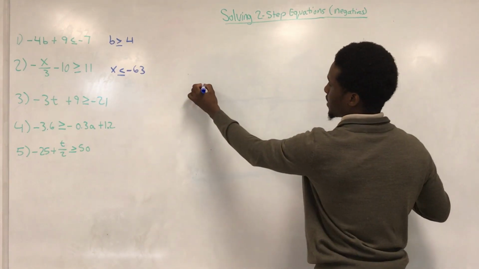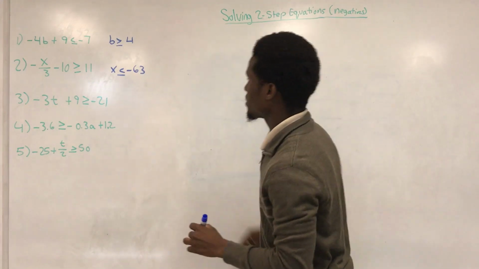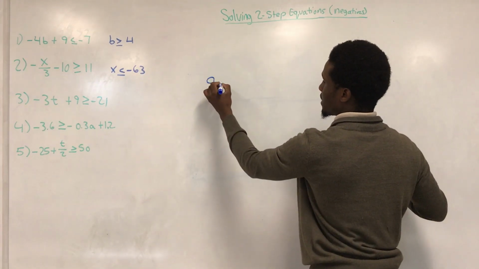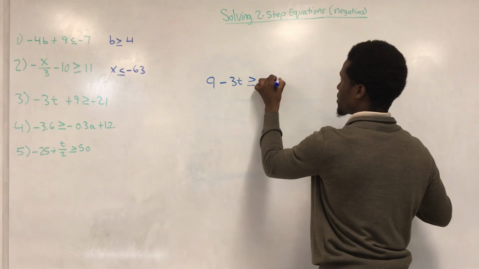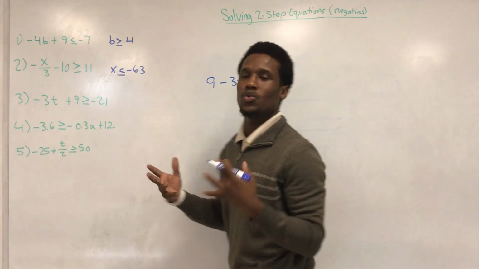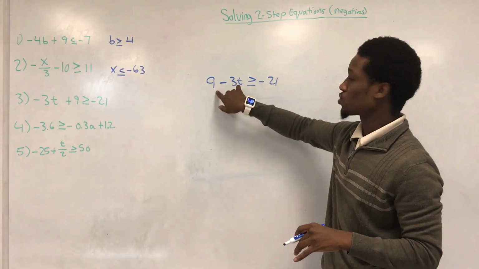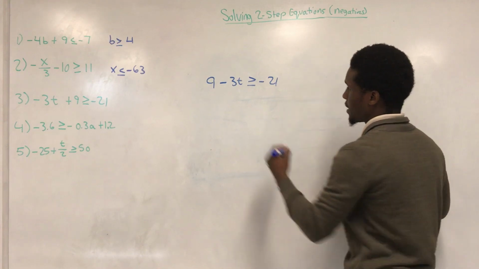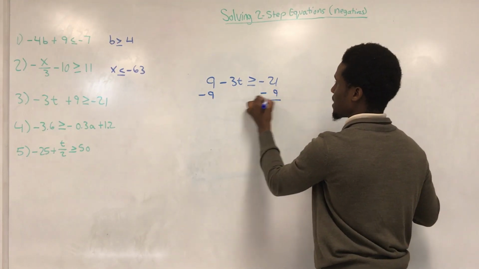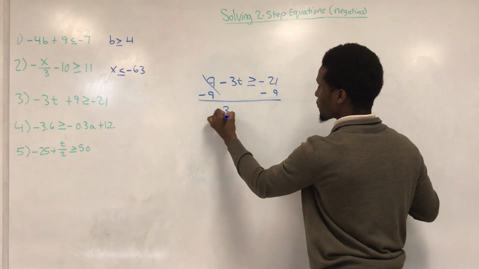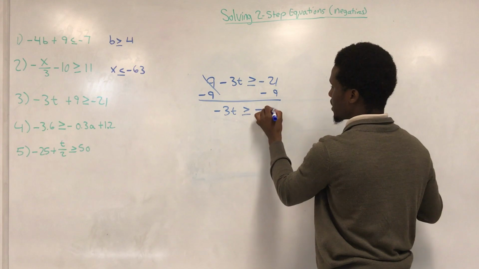Let's try another one. Negative 3t. Oh, actually, let me reverse it. So 9 minus 3t is going to be greater than or equal to negative 21. It's the same thing. I just want you all to get used to the coefficient being first or the coefficient being second. Okay? So I'm going to minus 9 because this is a positive 9. So negative 3t is greater than or equal to negative 30.